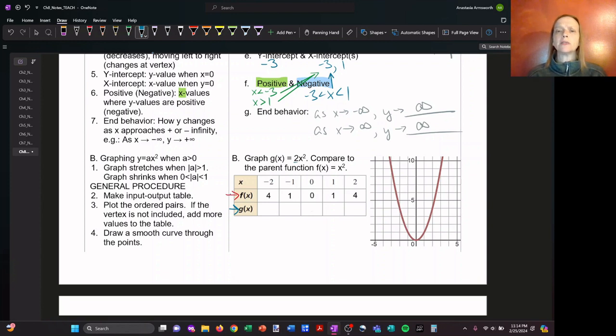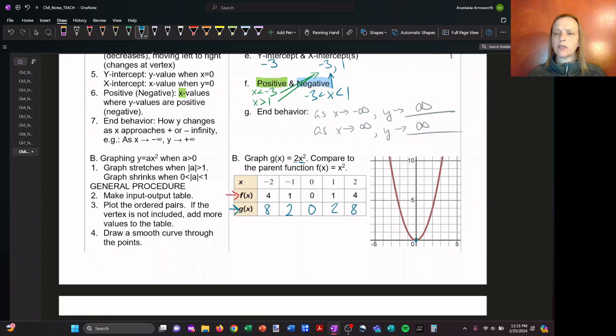And notice that I'm taking my f of x function and just multiplying it by 2. So any output values I had before, I'm now just multiplying these by 2. So instead of having an output of 4, I have an output of 8. Instead of having an output of 1, I have an output of 2. Instead of an output of 0, well, I still have an output of 0. Output of 1 becomes an output of 2. Output of 4, double that is 8.